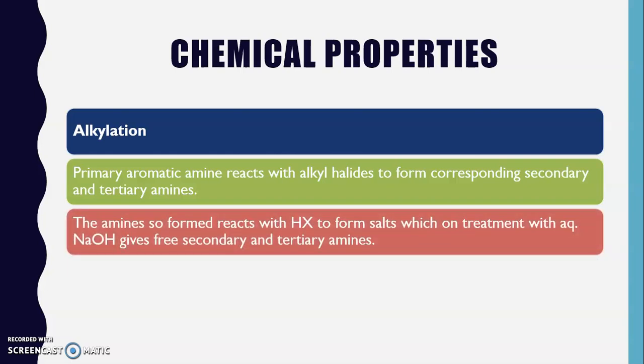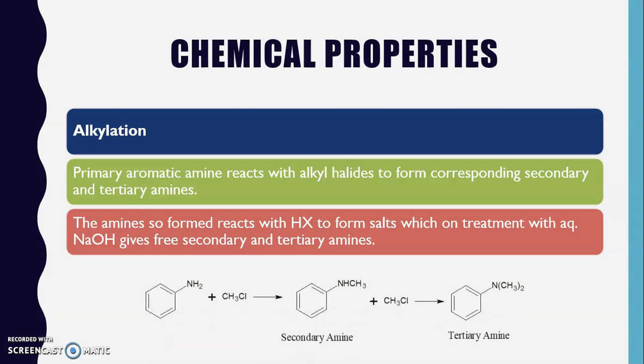Now, the amines so formed react with HX. HX means here hydrochloric acid, hydrogen bromide, likewise. When this mixture of secondary and tertiary amines reacts with HX, they form salts, which on treatment with aqueous NaOH give free secondary and tertiary amines. In this way, either secondary or tertiary amines can be prepared from primary aromatic amines by using the alkylation reaction. Now, let us see this particular reaction.